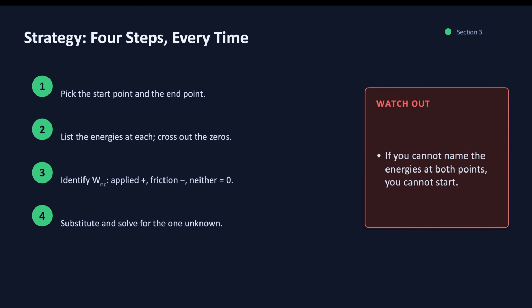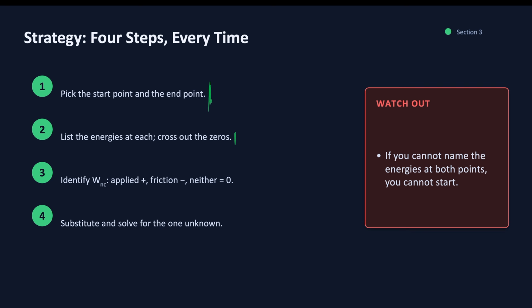But let's start with the 4 steps that you need for any kind of problems involving that equation. You have to pick your start point and your end point, okay? Then you can measure your energies at those points. And then you list the energies at each point, because you have multiple energies, right? You want to look at every single one of them, and you want to see which ones you have. And you cross out the zeros, because there could be some that don't exist, right?